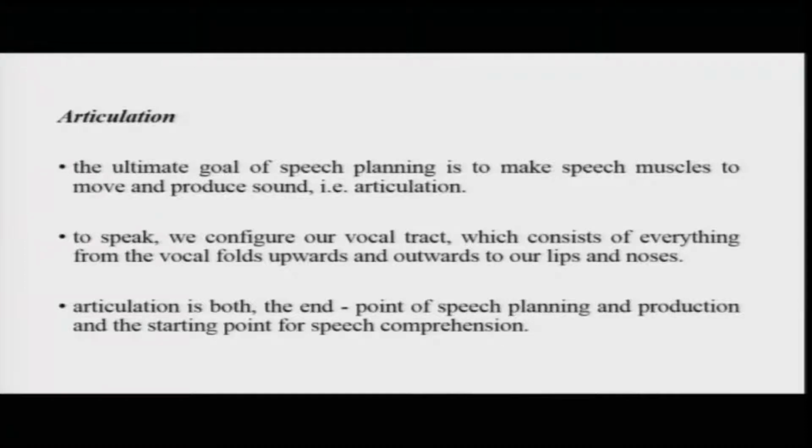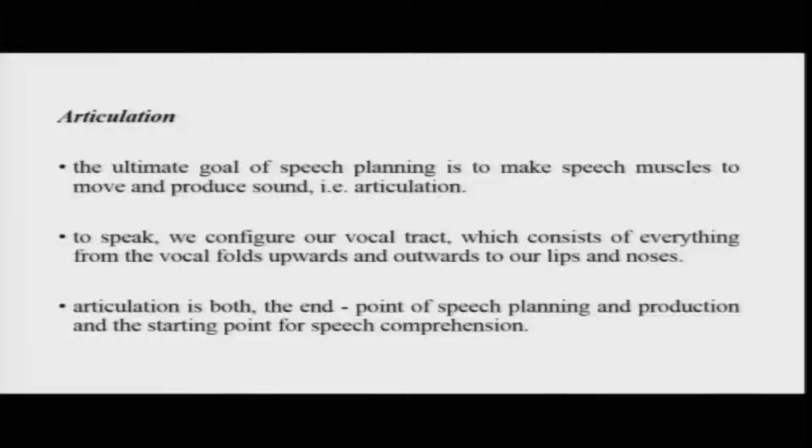Now obviously the ultimate goal of speech planning was to make speech muscles move and produce sounds, that is articulation. To speak, we configure our vocal tract, which consists of everything from the vocal folds upwards and outwards to our lips and nose. All of this is part of the vocal tract. Articulation is both the end point of speech planning and production and the starting point for speech comprehension. That's where this feedback loop helps us.